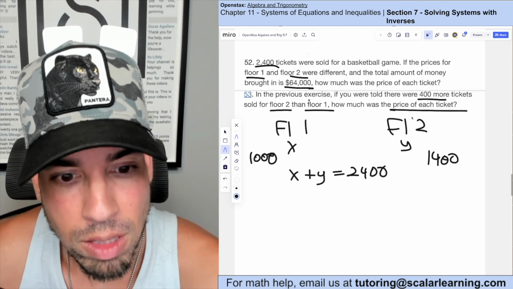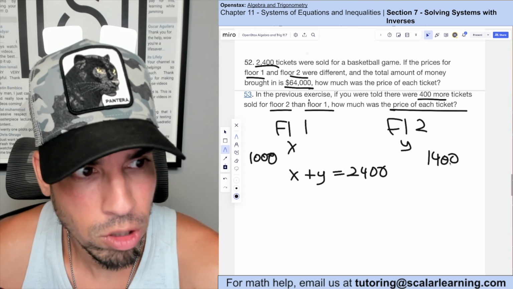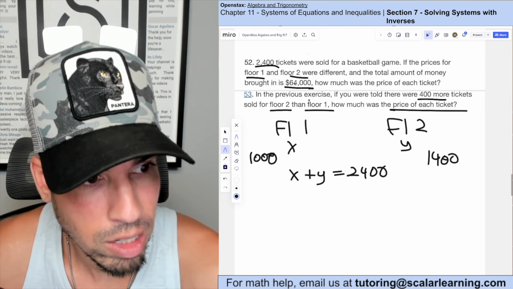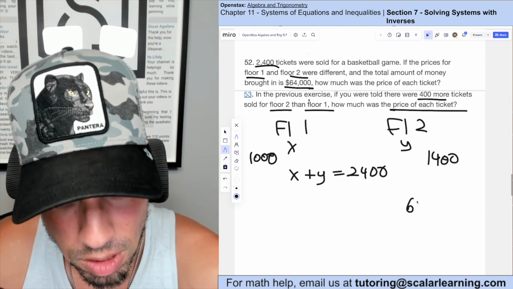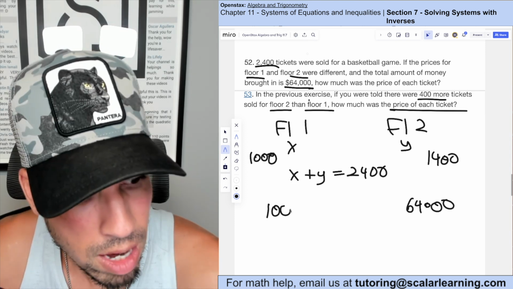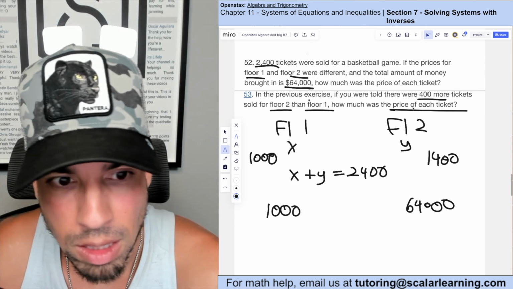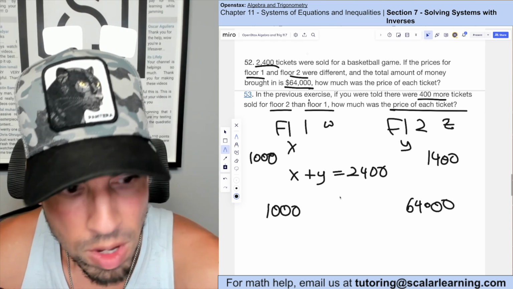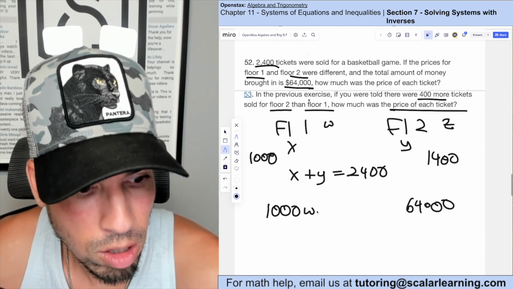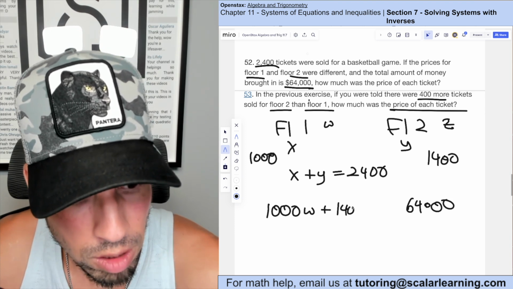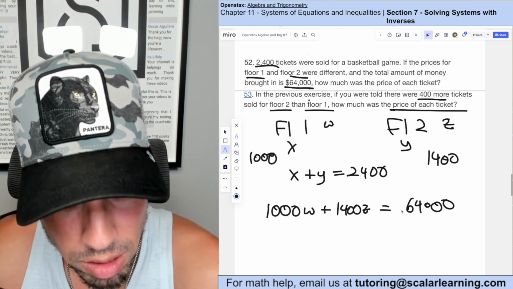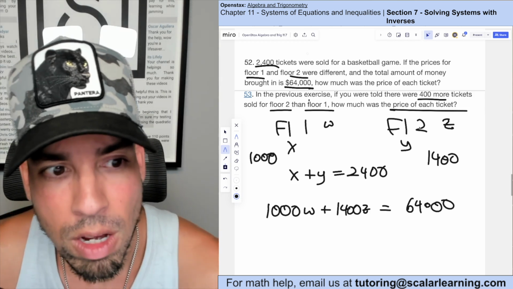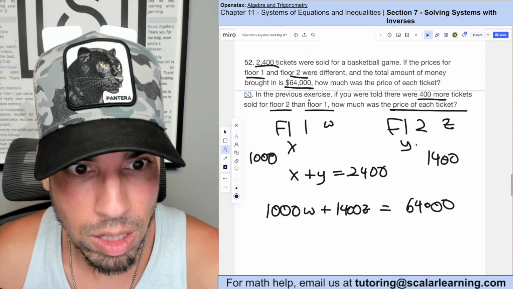But now we're trying to find the price of the ticket. So I know the amount, now we're trying to find the price, and everything is equal to 64,000. So we'd have 64,000, and then we have 1,000 for floor 1. And let's make the unknowns for the prices W and Z, okay? So we got 1,000 W plus 1,400 Z, right? Those are the prices equal to 64,000. But what you can see is we don't have another equation that we can draw in here.